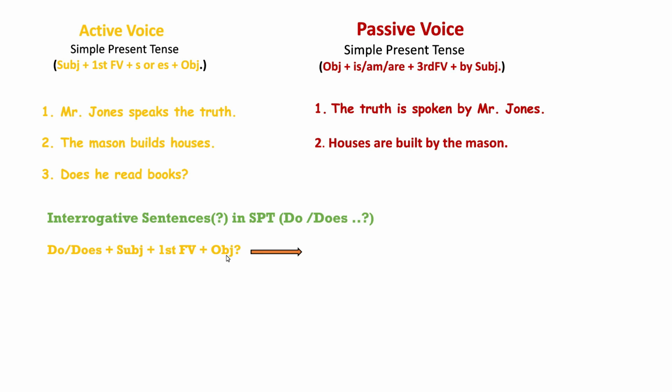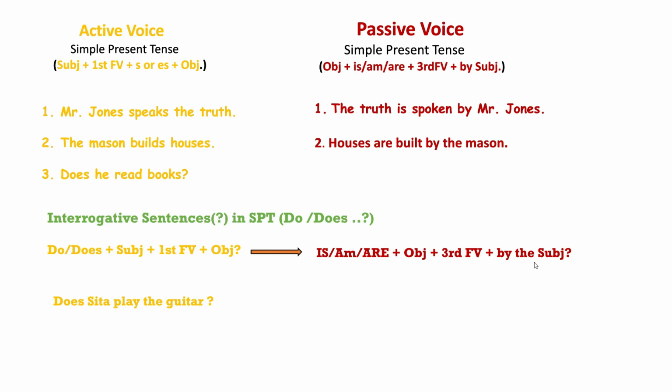This, when changing it into the passive, will become this one. Is, am, are auxiliary verbs will be in front because it's an interrogative sentence. Then comes the object, then the third form of the verb, followed by the subject.